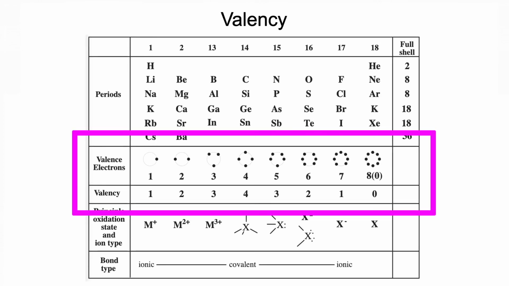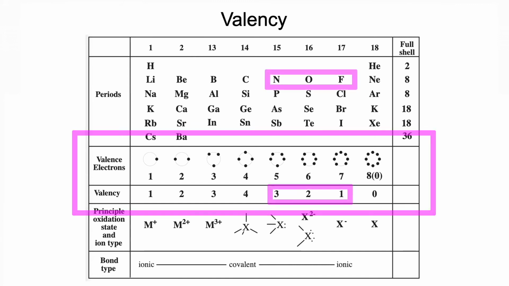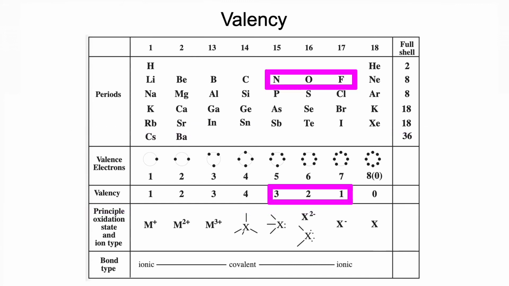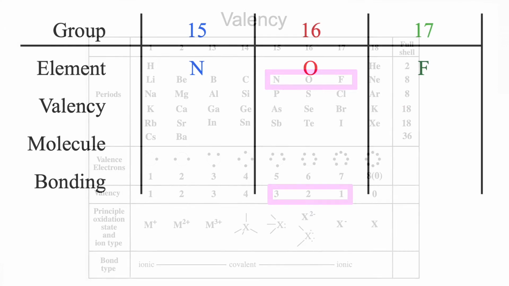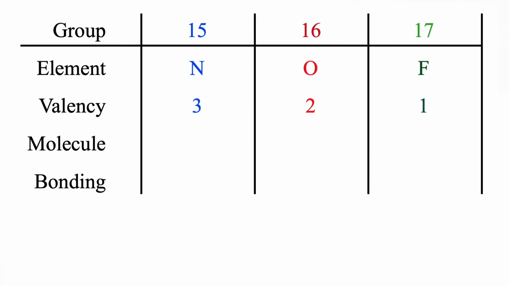Now let's have a look at valency, where valency is the number of bonds an atom can form in a compound. Let's consider nitrogen, oxygen and fluorine, which have valencies of 3, 2 and 1. Nitrogen, fluorine and oxygen all form diatomic molecules, N2, O2 and F2, and these are commonly shown as nitrogen triple bond nitrogen, oxygen double bond oxygen and fluorine single bond fluorine.